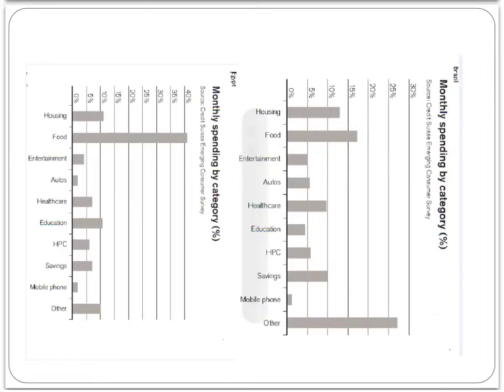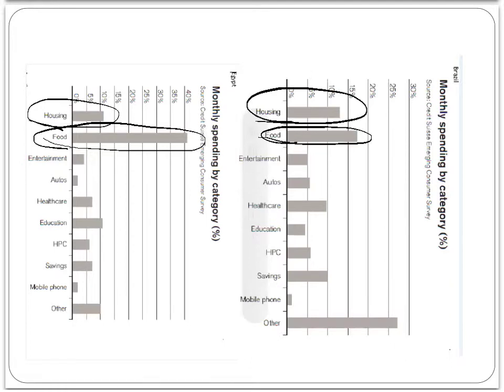For this type of chart, it would be helpful to tip it on its side in order that we can clearly see what categories have the most spending. We can clearly see that in Egypt, food and housing represent the greatest percentage. Similarly, in Brazil, food, housing, and a category called Other represent the highest percentage.